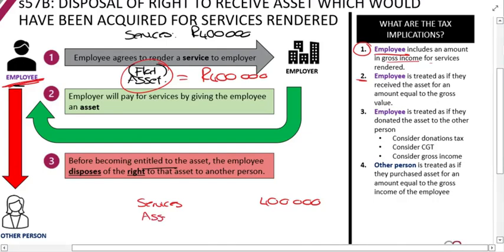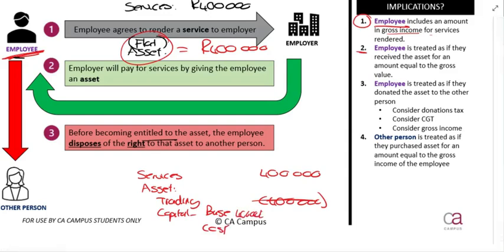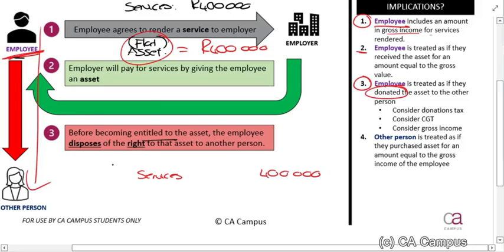So that asset, let me show you what I mean. If it was trading stock, for example, you would get a trading stock deduction. If it wasn't trading stock, if it's a capital asset, that would become the base cost of the asset, which would be 400,000, if they had to dispose of it. Nothing's new there. I just want you to understand you treat it as if you purchased it. Then the employee is treated as if they donated that asset to this other person. So you need to consider donations tax, CGT, and gross income. Let's talk about CGT and gross income first.